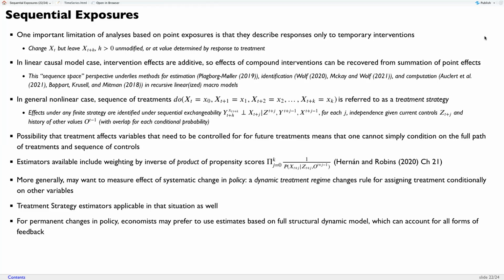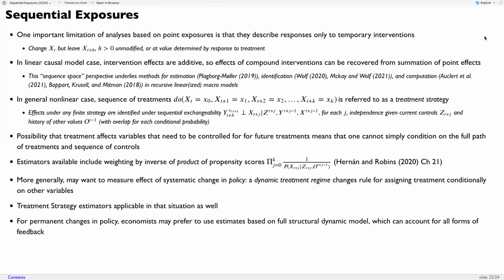expansionary monetary policy. In the linear causal model case, intervention effects are additive, and so you can get these compound interventions by putting together the sequence of IRFs. The sequence-based perspective has been used for all sorts of interesting results in estimation, identification, and computation in linear macro models. It says that if everything is linear, you don't have to worry about these effects that may or may not be what you want for estimation.